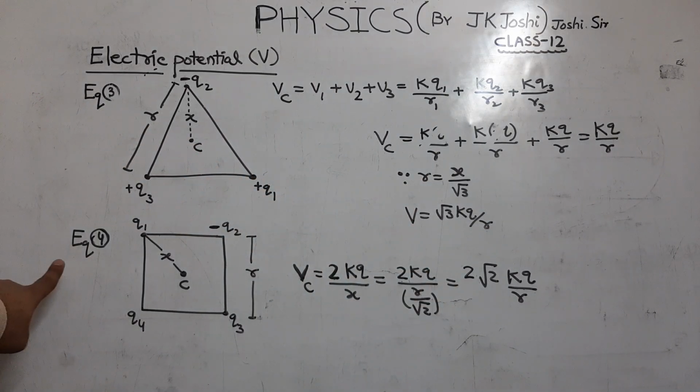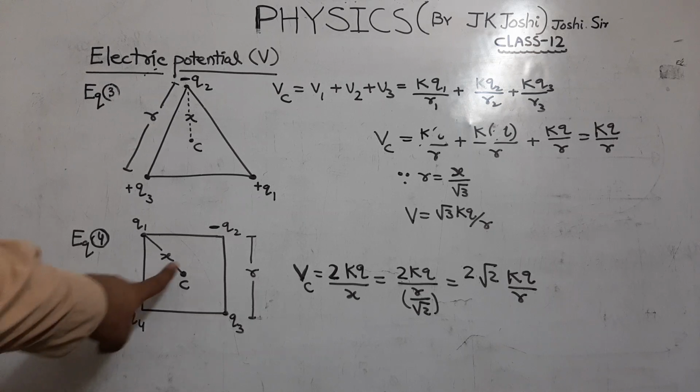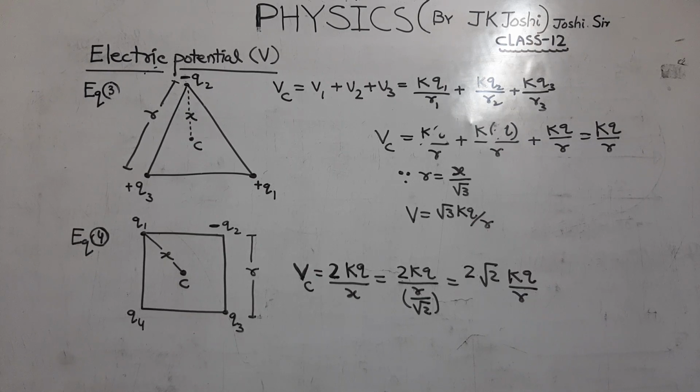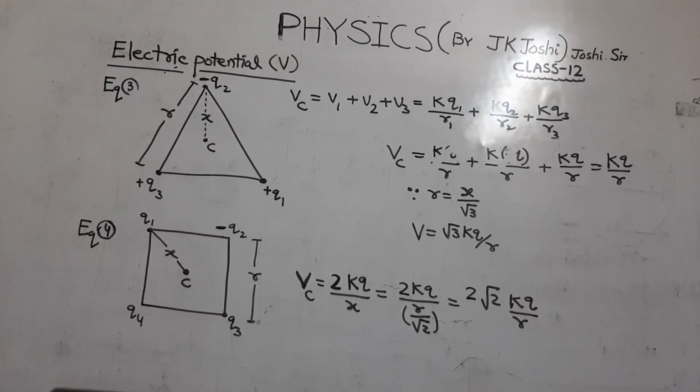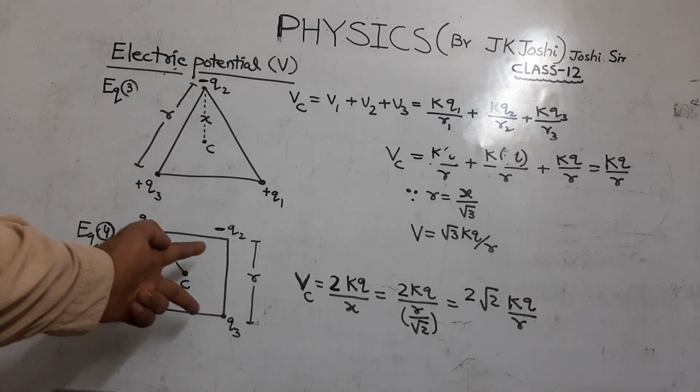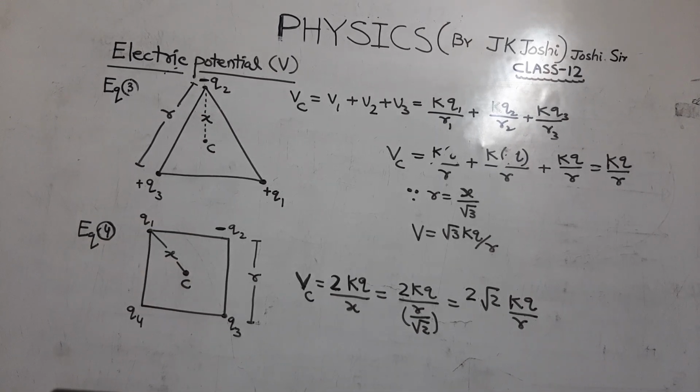In our fourth example, if again only one charge is negative, so students, when one charge is negative, then we have a loss of 2 terms, right? If any 2 charges are negative, then the effective potential becomes 0. You can understand this.